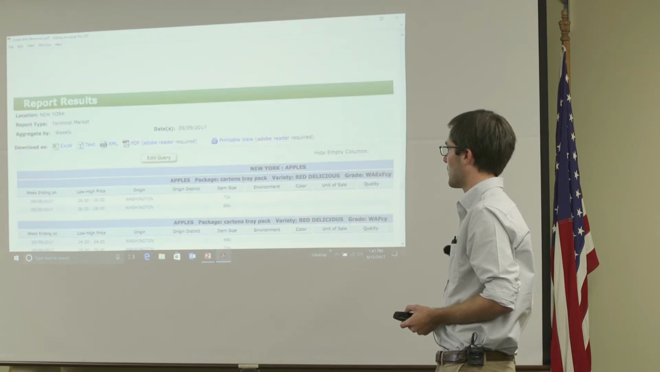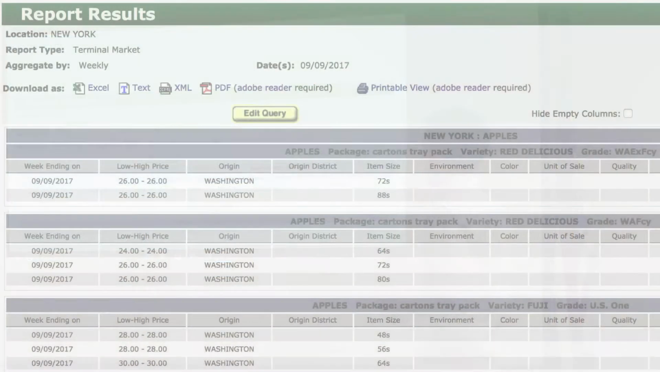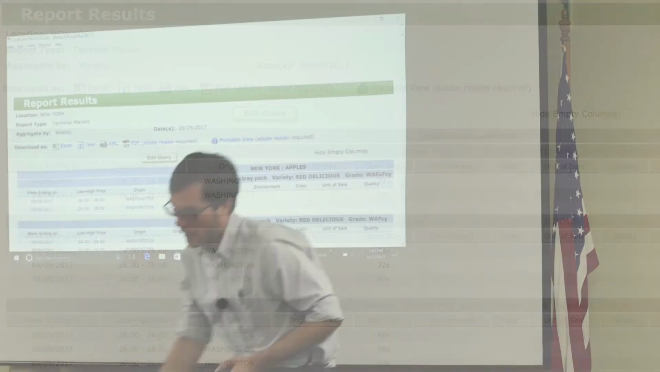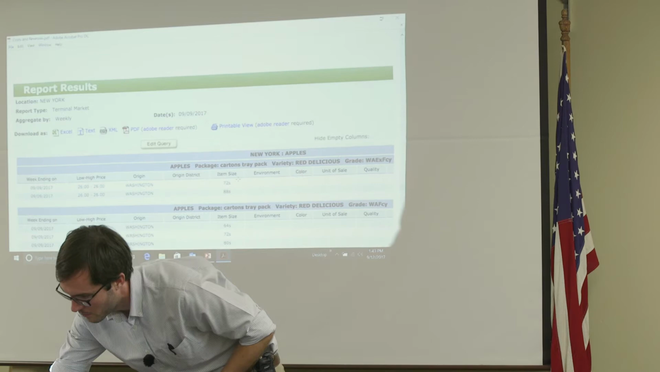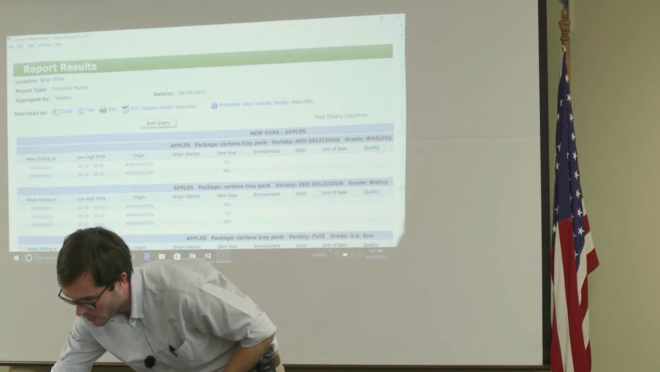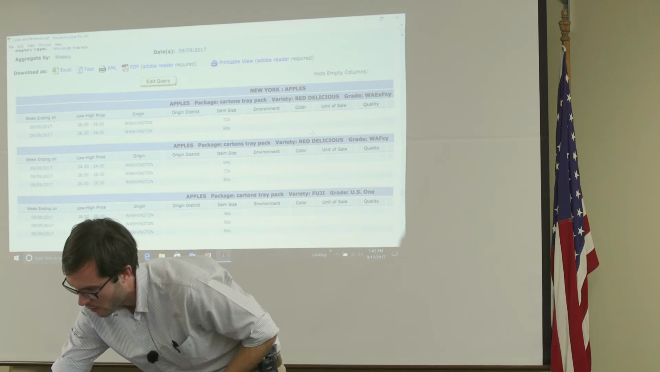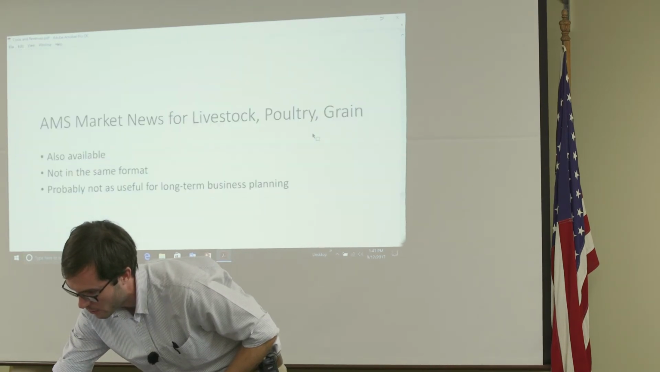And it does tell you high and low prices. Sometimes it says mostly high and mostly low. So again, it really narrows it down to grade of apples, Washington extra fancy. So this is all really similar stuff with the New York terminal market, the Hunts Point market.